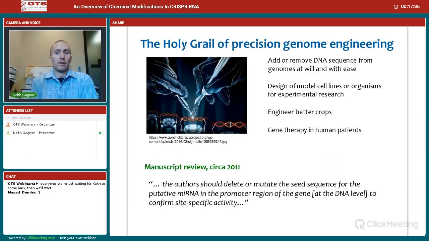So the holy grail of precision genome engineering is to be able to do it at will, easily, and extend this to engineering crops, industrial applications, and obviously gene therapy in human patients. When I was a postdoc, I remember we got a review for a manuscript, and the comment was that we should delete or mutate the seed sequence for our putative microRNA that was in the promoter region of our gene.